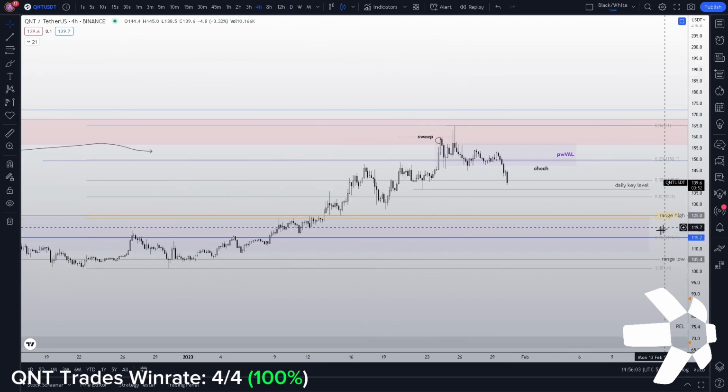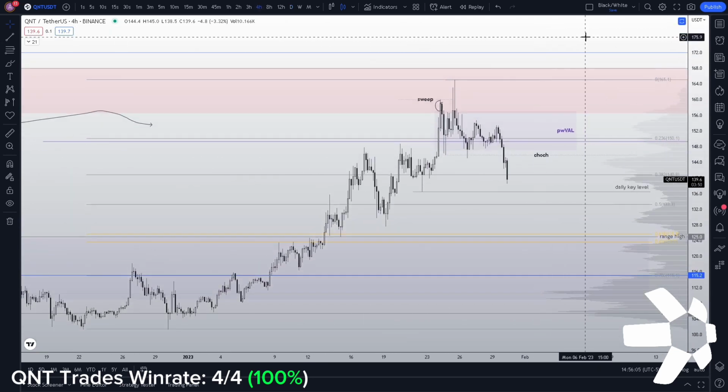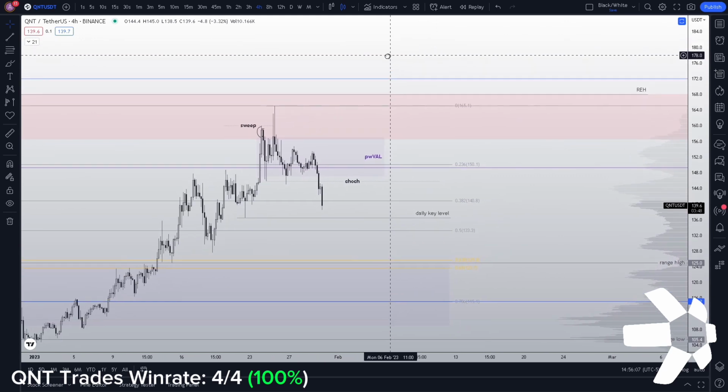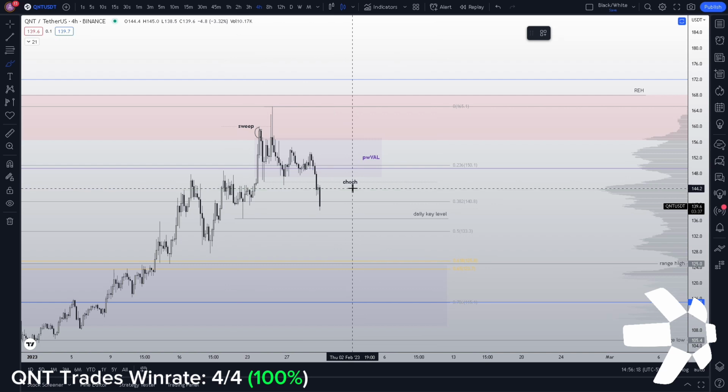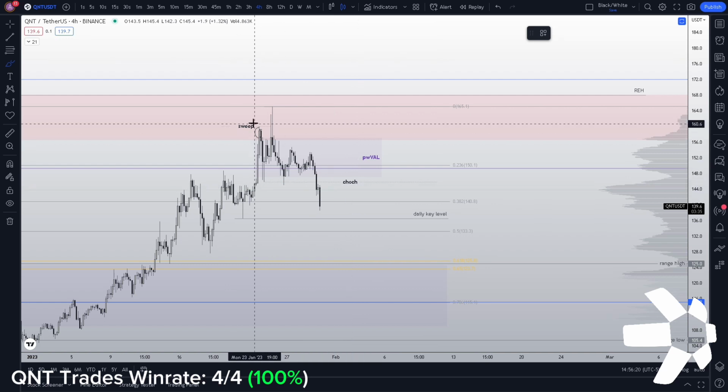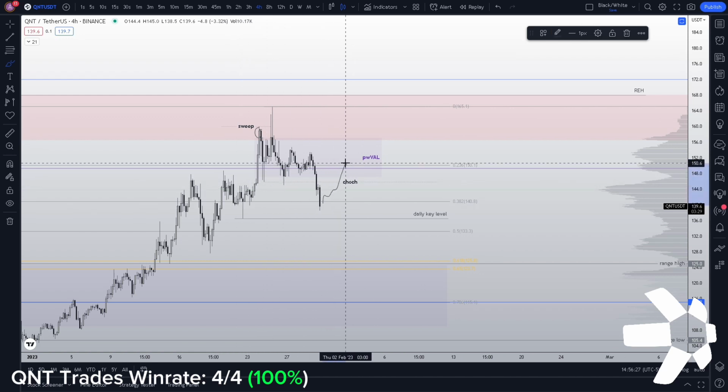So we're gonna go to the 4 hour here. We want to talk about a few key levels to be looking out for. So we had our sweep and our change of character on the 4 hour. So now what we're looking for is our third confirmation. Our sweep is our first confirmation, our change of character is our second confirmation, and a retap into supply here would be our third confirmation, and confirmation of bearish order flow.